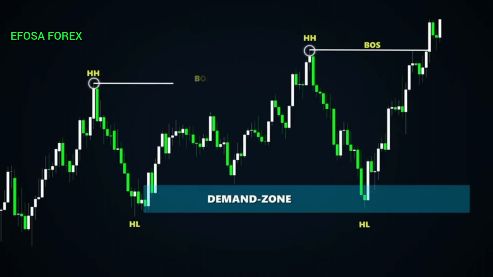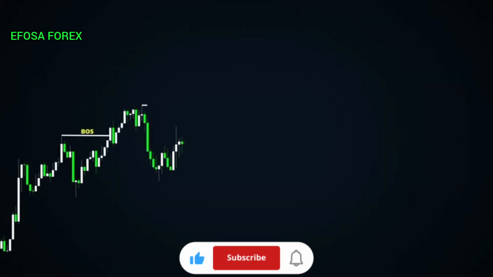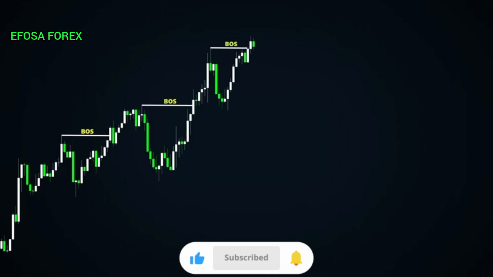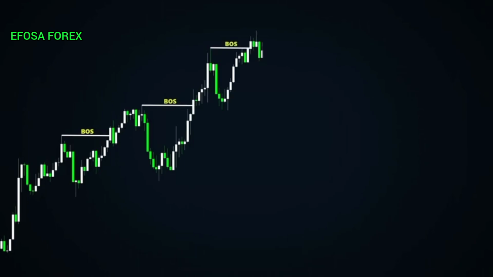You can draw a line across the last high to mark it. Once price breaks and closes above that line, that's your confirmation. It means the market is still bullish. Now let's talk about change of character. This one tells a different story. Let's say the market was in an uptrend, but this time, price doesn't break the last high. Instead, it forms a lower high and then breaks below the last low. That's your change of character.